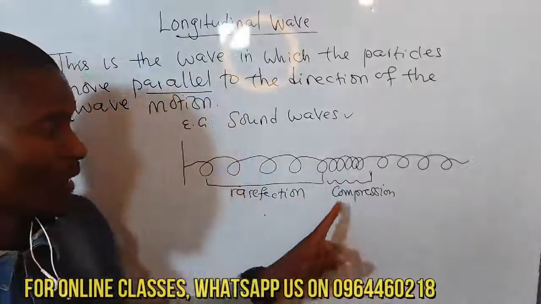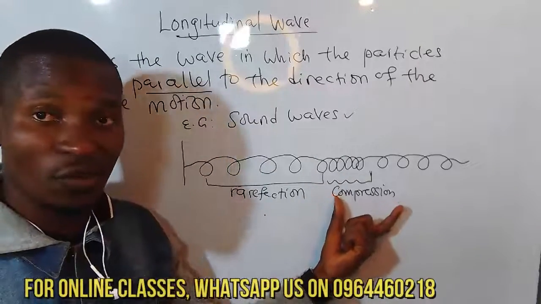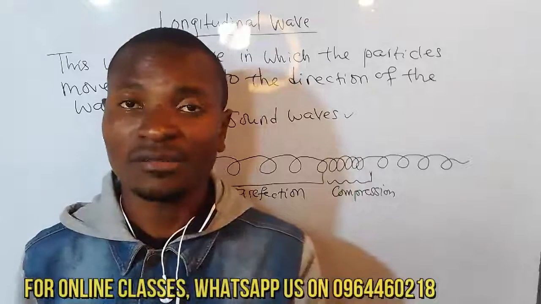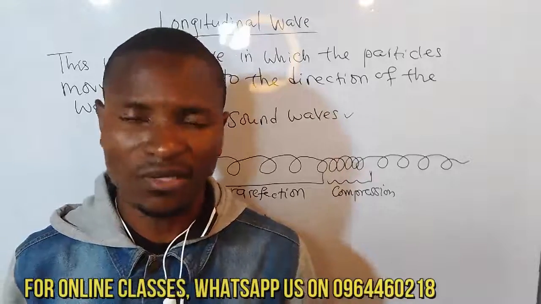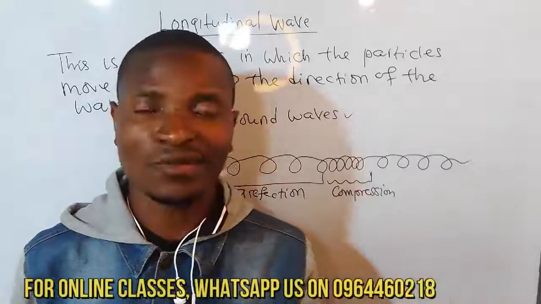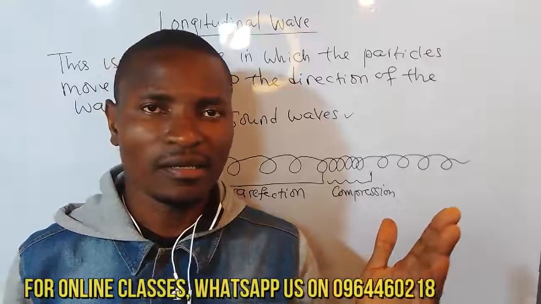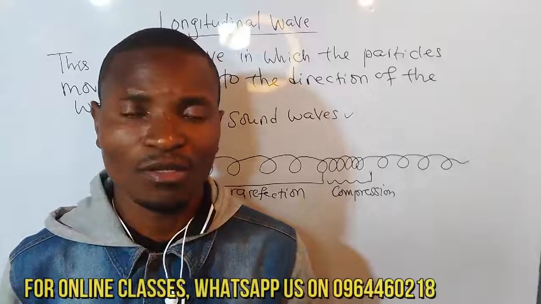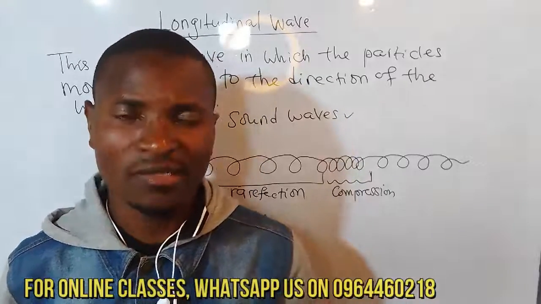We can see that this is a region of compression, then this is a region of rarefaction, which is widely spaced. So that is the most important thing. And that is the difference between the transverse wave and the longitudinal wave. Make sure that you get the differences between them.